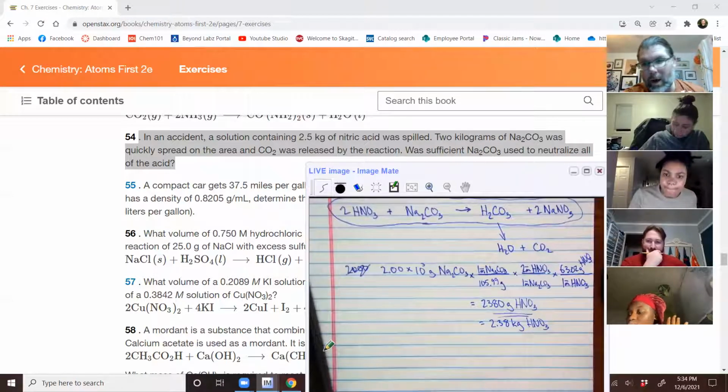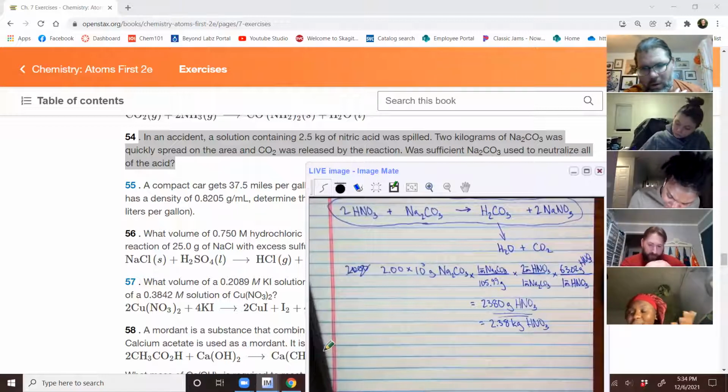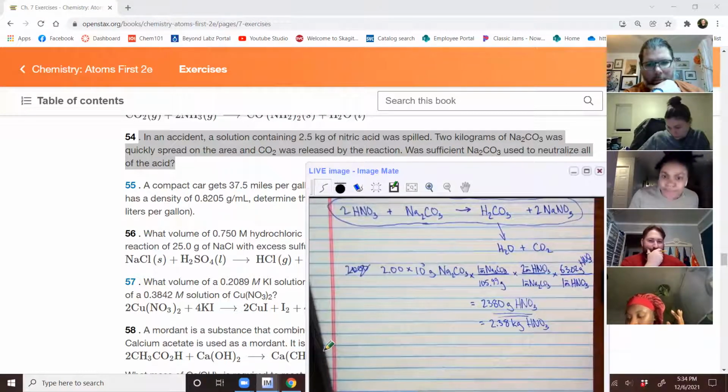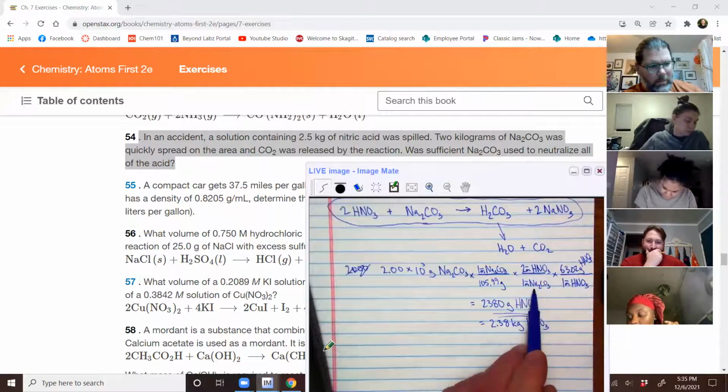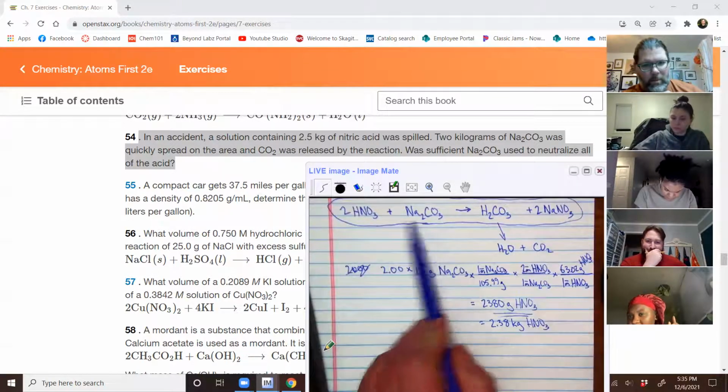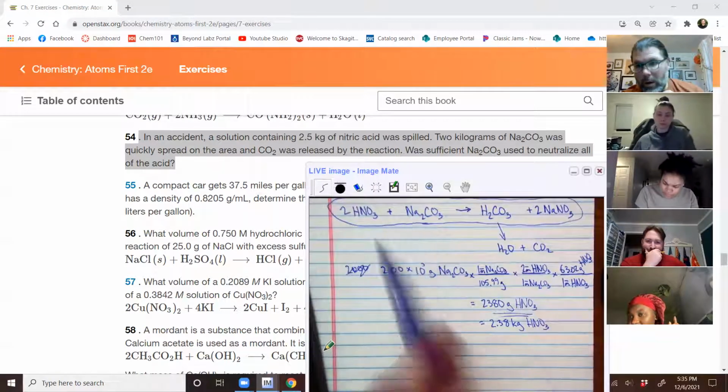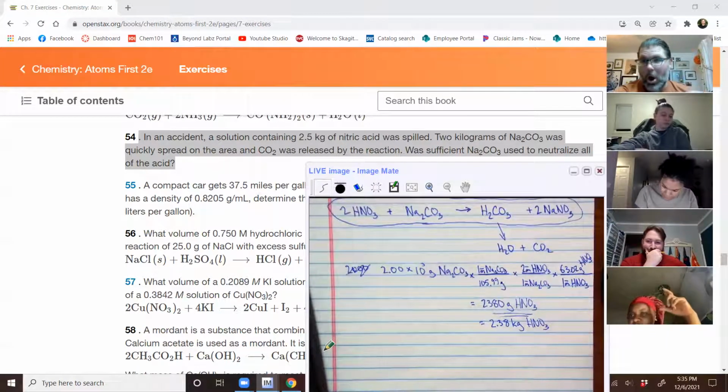I have a question. I might have an answer. Okay, so I understand the question or the answer makes sense, but after the 1 mole over 105.99, you said 2 moles of nitric acid over 1 mole of the Na2CO3, but I see that they're on the same side, and I thought that you would get it to be equal if you get it on the other side, if that makes sense.